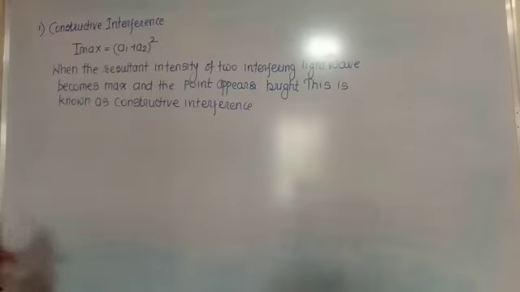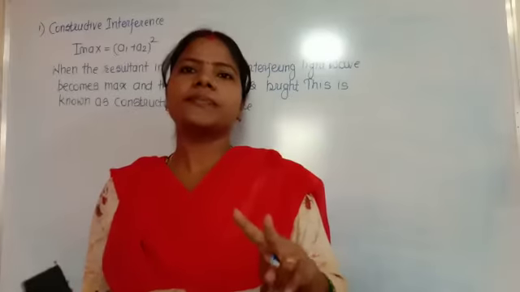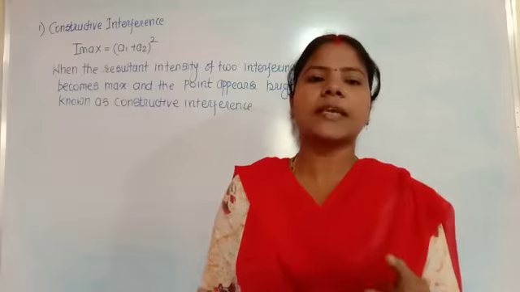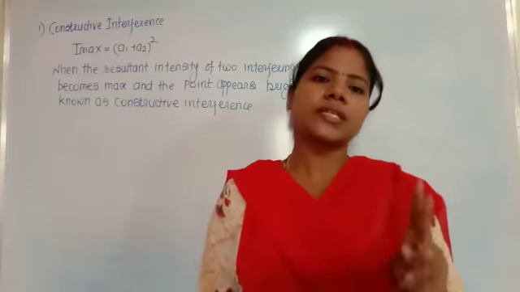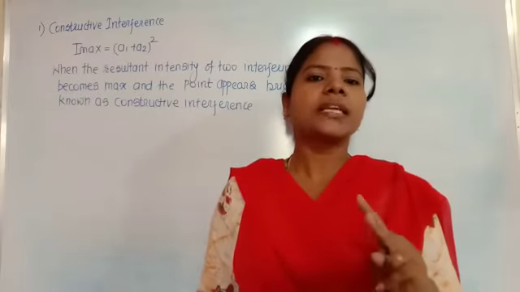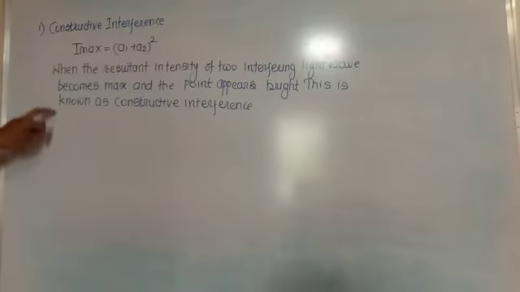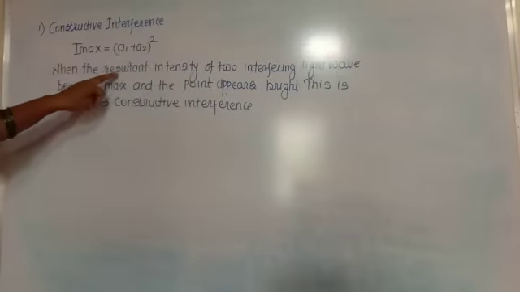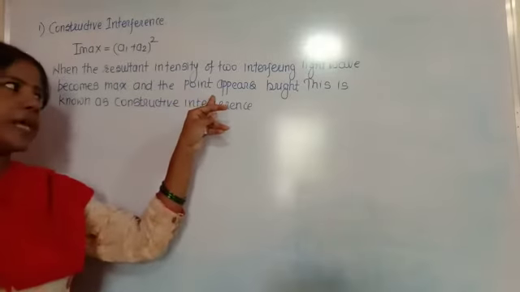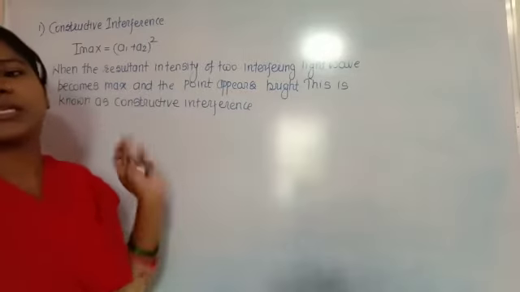Okay, so this concept we saw in the first topic, the interference of two light waves. In the starting lecture we saw that when the crest of one wave falls on the crest of the other wave, then at that time the intensity and amplitude of the light wave are maximum and the point appears bright. So this is the concept which we repeat here. When the resultant intensity of two interfering light waves becomes maximum, at the point where the two waves arrive, the point becomes bright. So this is known as constructive interference.